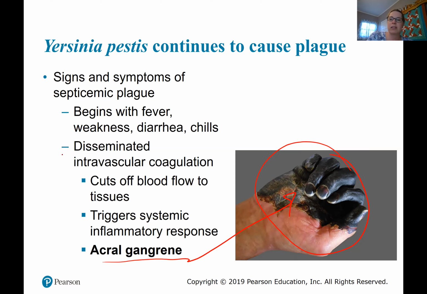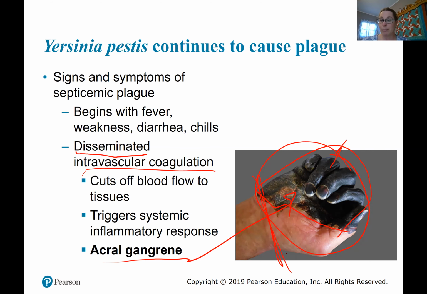Then the inflammatory responses can progress into disseminated intravascular coagulation, that blood clotting, and low blood pressure cuts off blood flow to the tissues. Extremity tissues are going to be the first to be affected. They're going to start developing necrosis, or the tissues are going to start dying and turning black. For this patient to survive, he's going to need an amputation.